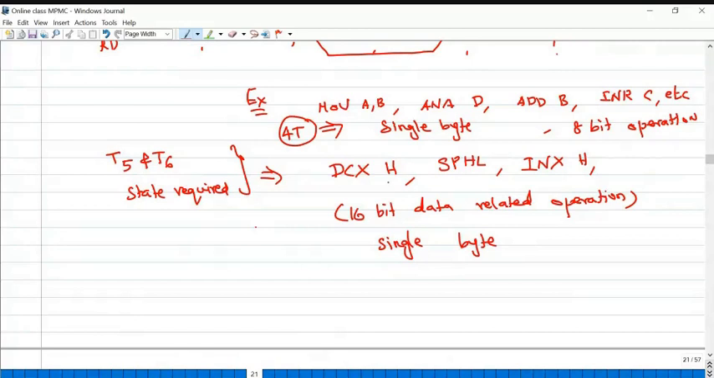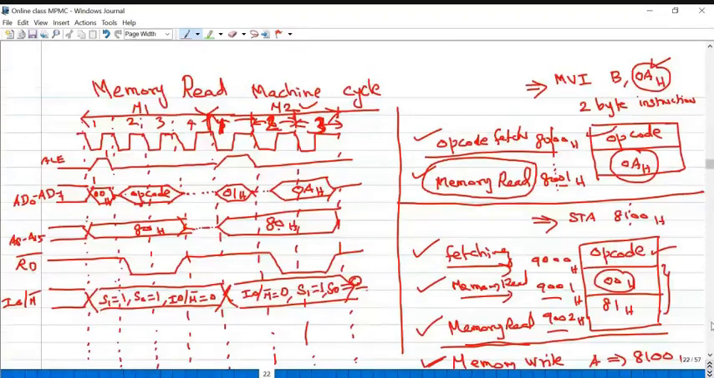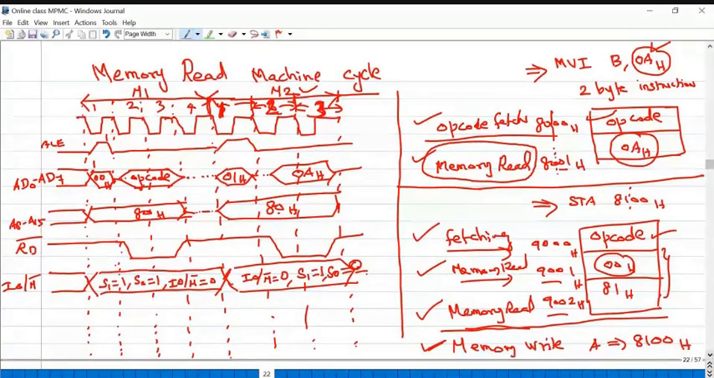Suppose a 1-byte instruction is related to a 16-bit data operation, then the processor will utilize a total of 6 T states, T4, T5, T6, to decode the opcode and determine what kind of instruction it is. Then memory read operations.